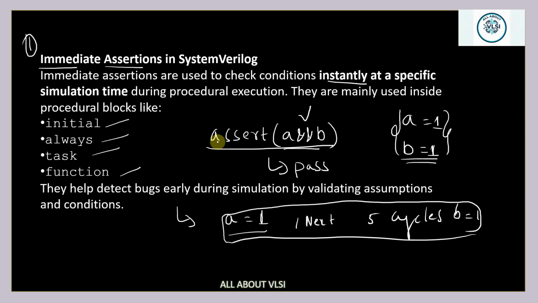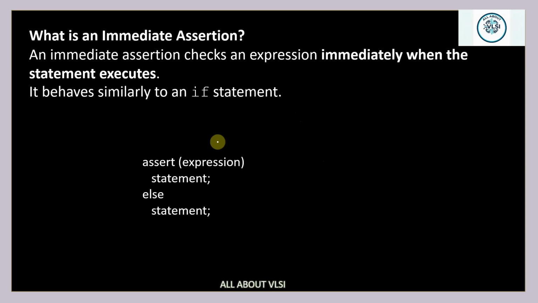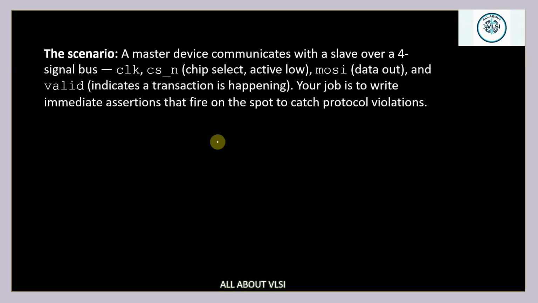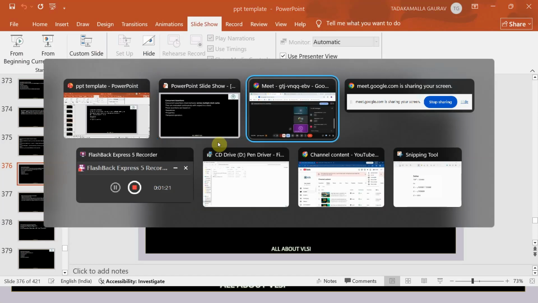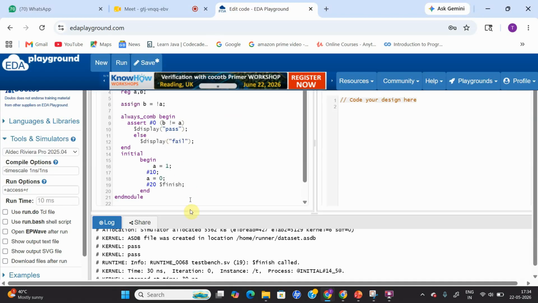And next, we started with immediate assertions, and we tried to understand what we mean by immediate assertions. Now let's move forward with assertions and continue with other kinds of assertions. Before that, let's have a scenario over here. Let's say I'm going to have this particular code with me.